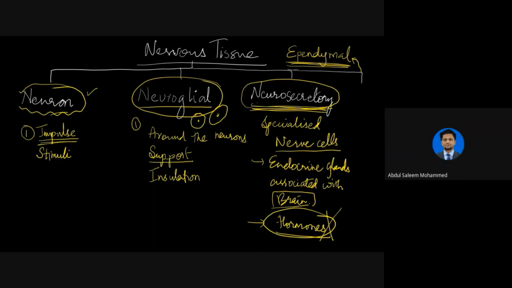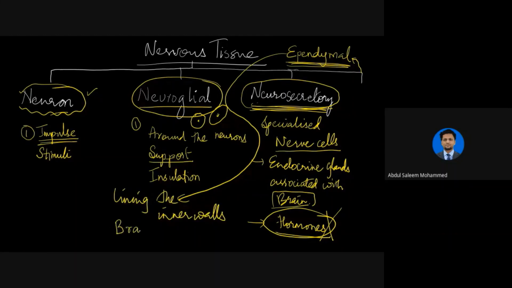Ependymal cells. Where are these ependymal cells present? These ependymal cells are located lining the inner walls of the cavities of the brain and also the spinal cord. Their function is to secrete, to produce the liquid or fluid which is found in the brain and the spinal cord, that is CSF.